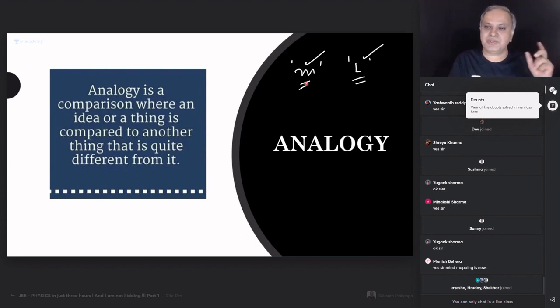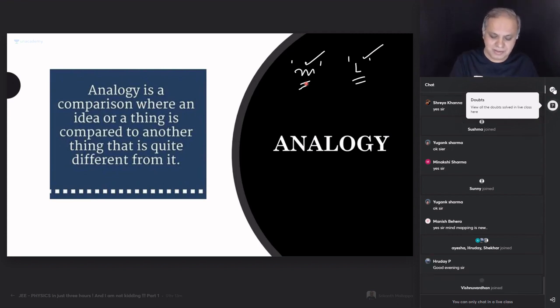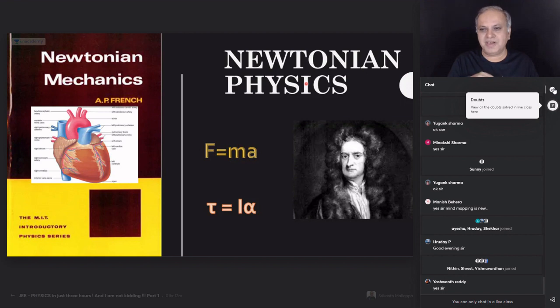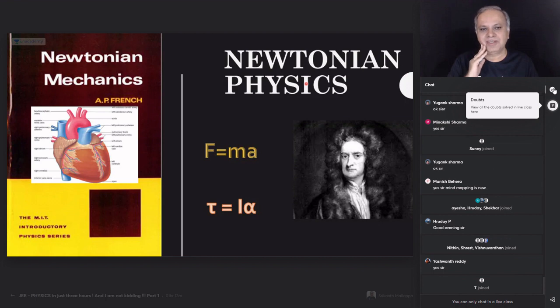Okay, so I use generalization, I use juxtaposition, I use analogy, and I use mind mapping. And apart from those general techniques, we'll be using Newtonian physics. There's a book, Newtonian Mechanics by A.P. French. Very, very good book, actually speaking. Whenever I find time, I keep reading that. Here, apart from the techniques there, here we follow the Newtonian physics all throughout.